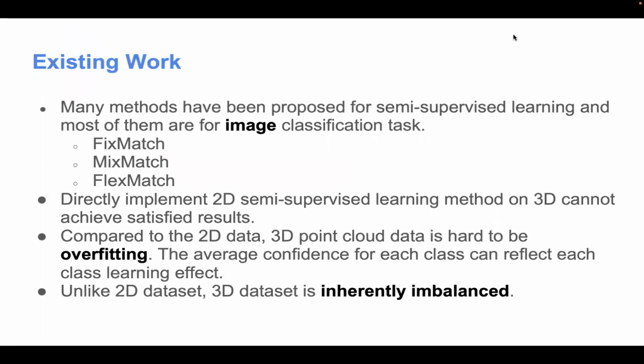Many methods have been proposed for semi-supervised learning, such as FlexMatch and MixMatch. However, directly implementing 2D semi-supervised learning methods on 3D cannot achieve satisfying results. Besides, compared to 2D datasets, 3D point cloud data is hard to overfit. Finally, unlike 2D datasets, 3D datasets are inherently imbalanced.